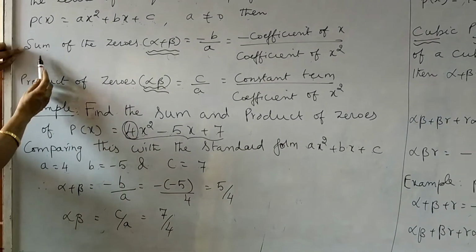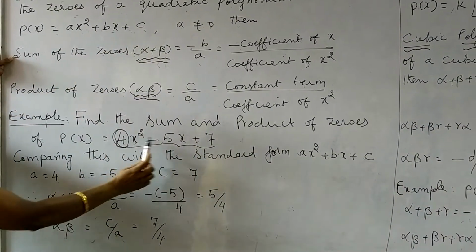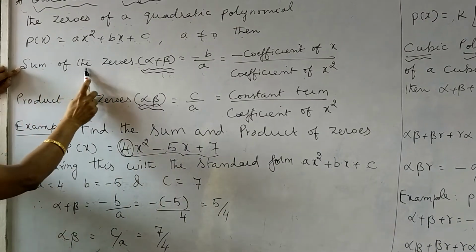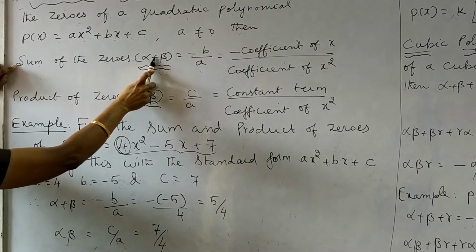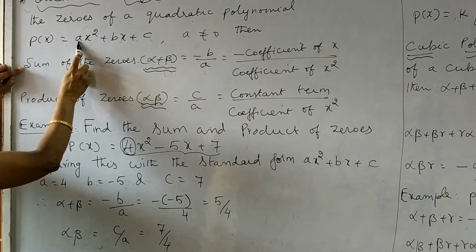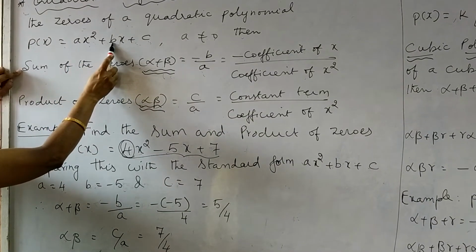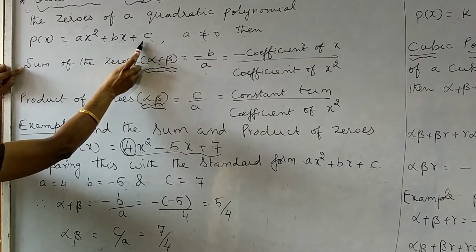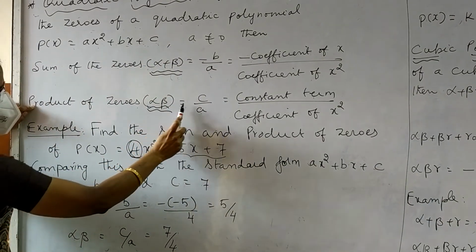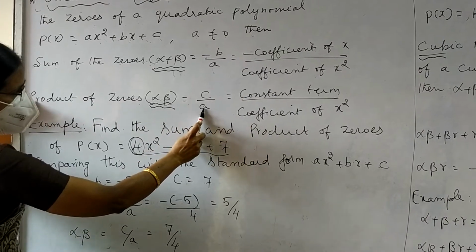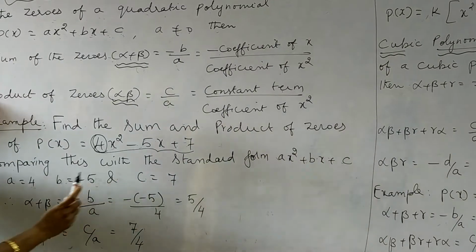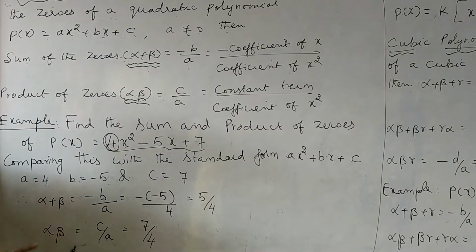Therefore, when a polynomial is given like this, a quadratic polynomial, then we should remember to find the sum of the zeros, we should use minus b upon a, where a is the coefficient of x square, b is the coefficient of x, and c is the constant term. And the product of zeros, alpha beta, is calculated using the result c upon a. That is written here. c is the constant term and a is the coefficient of x square. Hope things are clear.